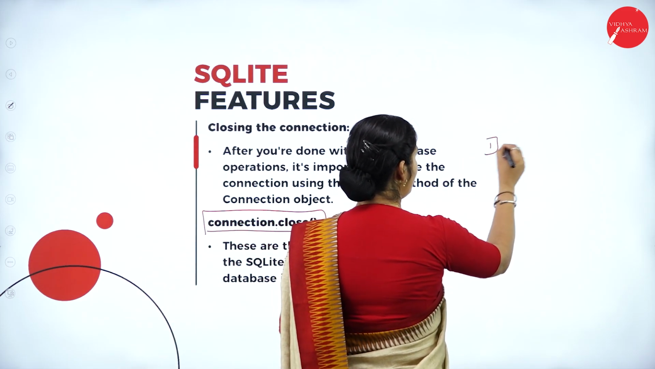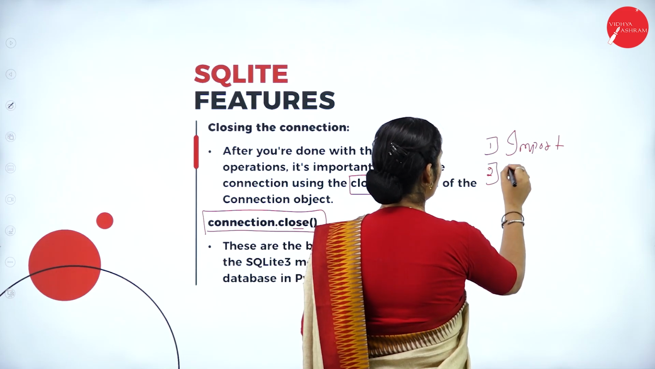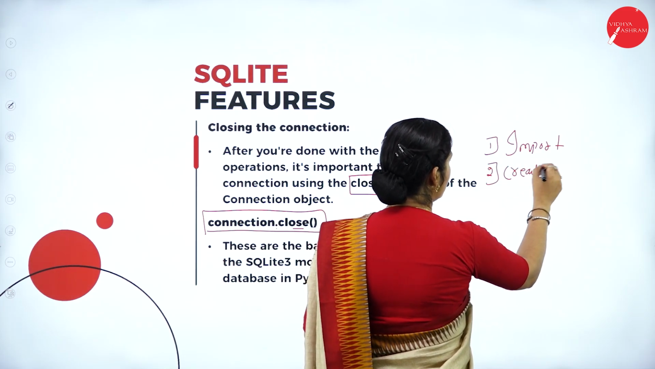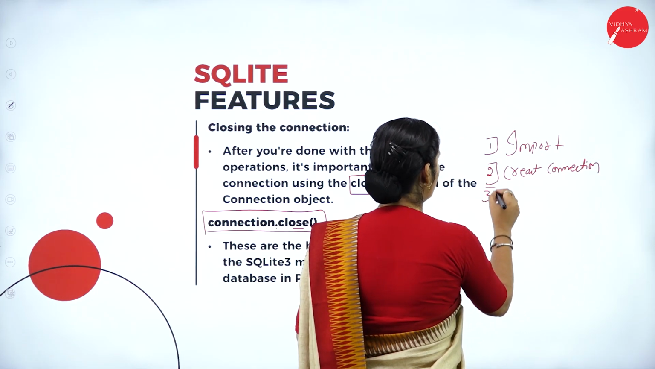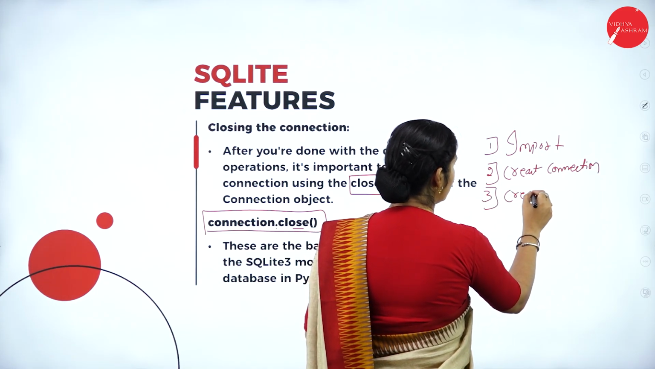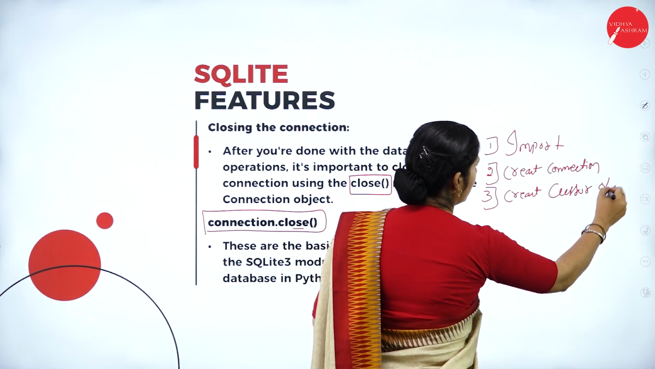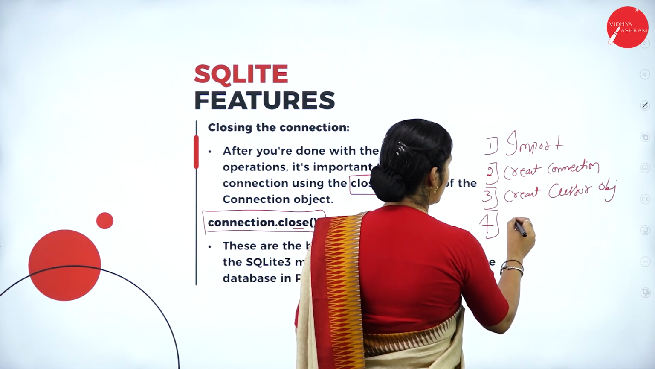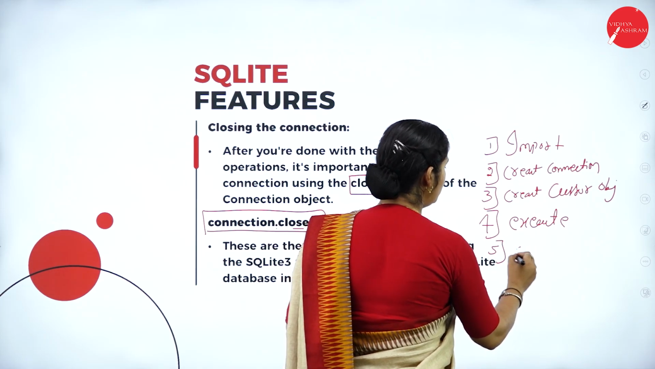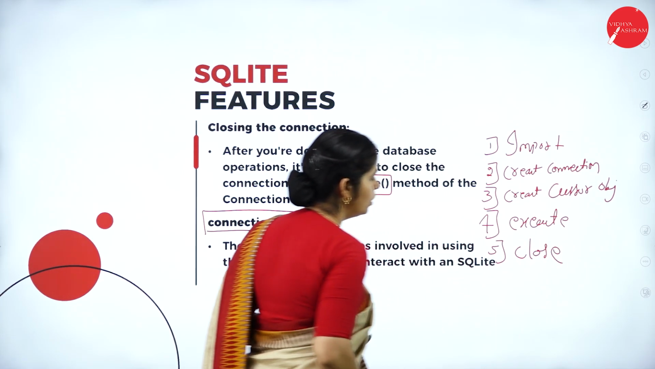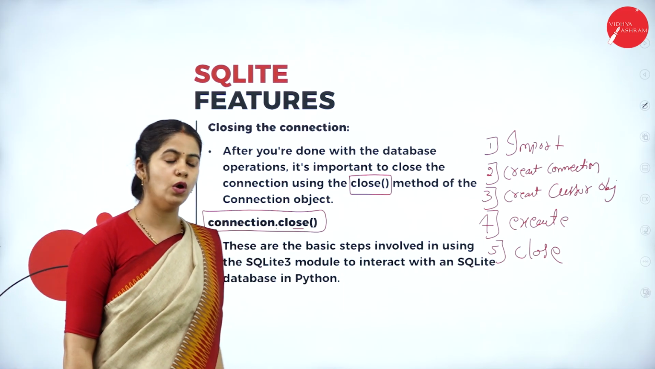First one is to import. Second one is to create the connection, third one is to create the cursor object, fourth one is to execute, and fifth one is to close the connection. So these are all the steps for providing the interaction in SQLite.